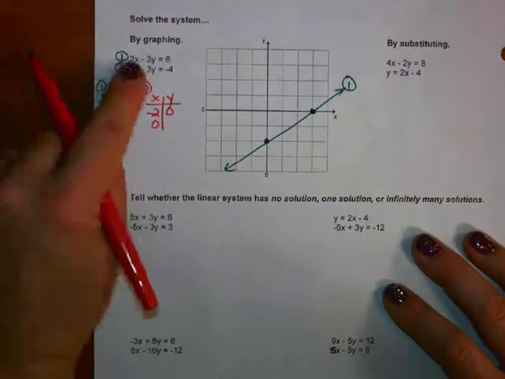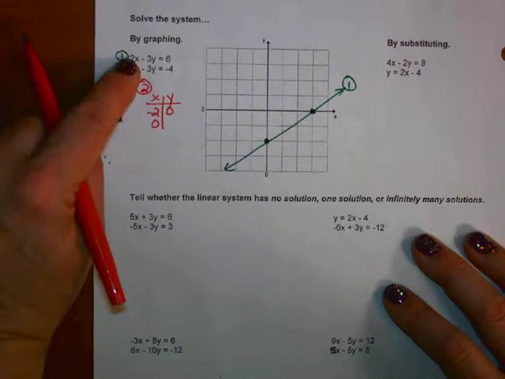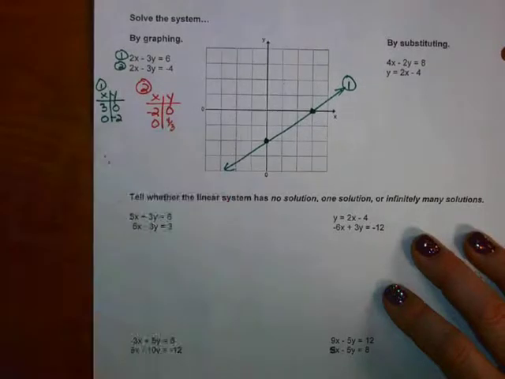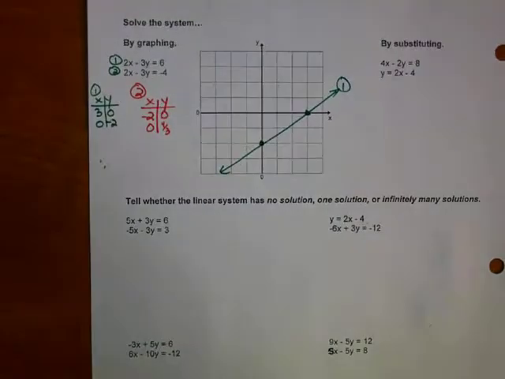Plug in 0 for x. I've got to divide by -3. I'm going to get a fraction. -4 over -3 is just positive 4/3. Hey, tell me in cookies. If you have 4/3 of a cookie, how much of a cookie do you really have? 1 1/3, right? 1 1/3.